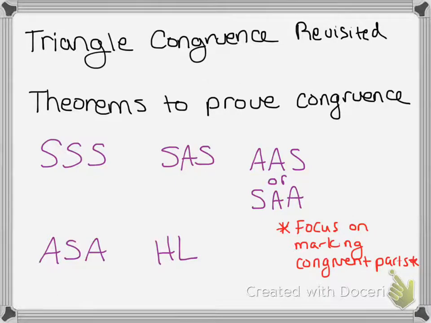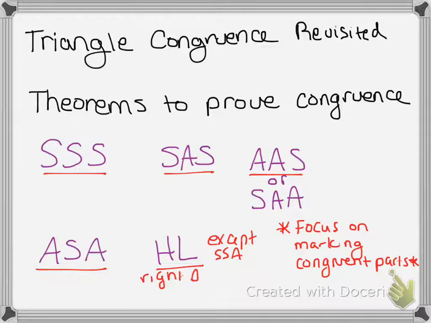So just a quick reminder, we've got all 5 of our theorems listed out here. We've got side, side, side, side, angle, side, angle, angle, side, or side, angle, angle, whichever way you want to write it, angle, side, angle, and hypotenuse leg. Remember that hypotenuse leg is the exception to the side, side, angle theorem and can be used in right triangles only.